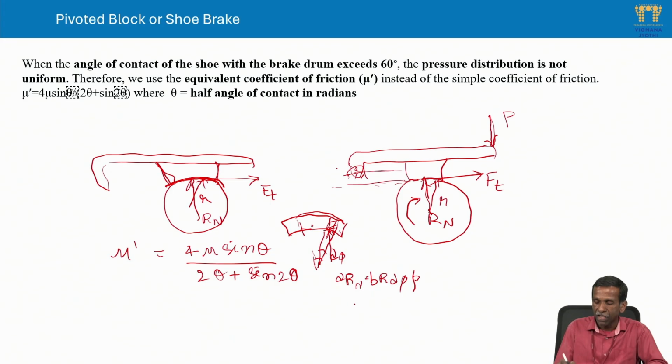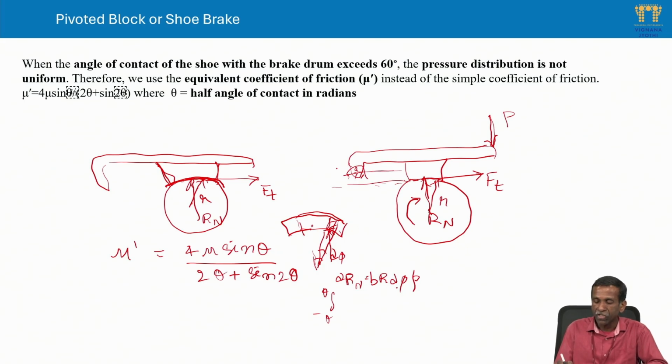Area of contact into pressure, let us say pressure is uniform, as we said, applied at each and every point. Then this is the Rn. If you do the integration from minus theta to theta, because this normal force is r dφ and p, area into pressure we have written. That is the normal force, and this is the frictional force.